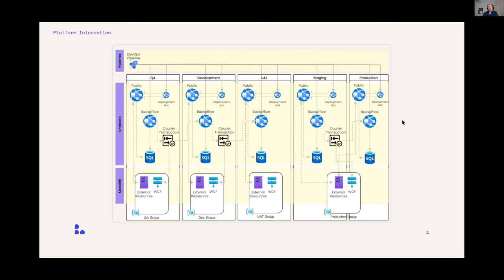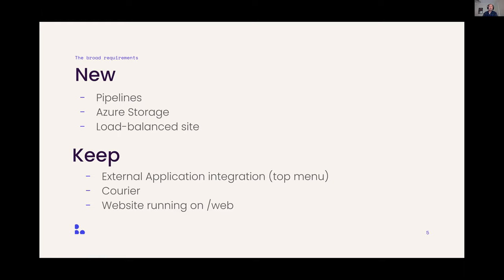And you can see some external resources and WCF here. So this WCF is what Courier was using to record the transactions in the external database. So basically to do the movement, there were just a few broad requirements on this movement.